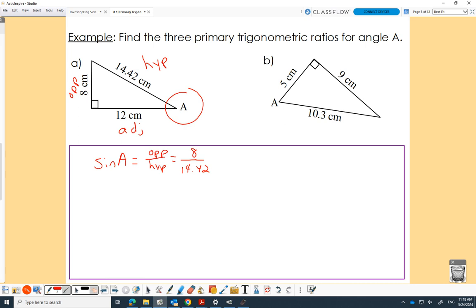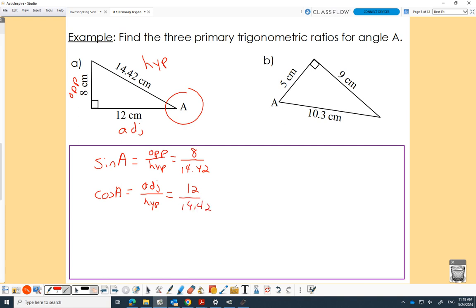Should I leave it as a fraction? Should I get it as a decimal? Relax about that for now. We'll get to all that. For now, I just want to get it so you can write it on the screen. What's the next one? Cos, short for cosine. Take a look back and start doing the memorization by repetition. What's the ratio cosine? Adjacent over hypotenuse. Go ahead and use the short forms. Adjacent over hypotenuse. And so that's 12 over 14.42.